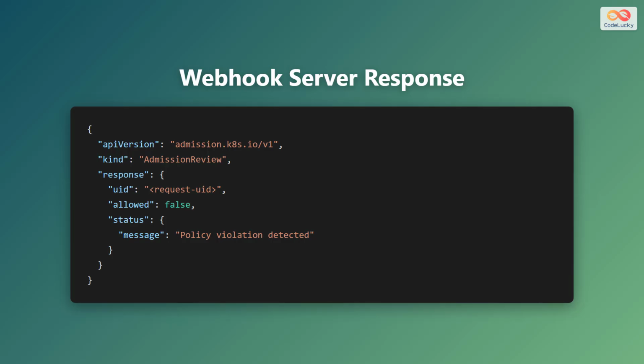When Kubernetes sends an admission request to your webhook server, the server must respond with an AdmissionReview object. This response uses the API version admission.k8s.io/v1 and has a kind of AdmissionReview. The response section is critical. It must include the UID from the original request for correlation purposes. The allowed field is a Boolean that determines whether the request should proceed, set to true to allow or false to deny. When denying a request, you should include a status section with a message explaining why the policy was violated. This message is returned to the user, helping them understand what needs to be corrected.